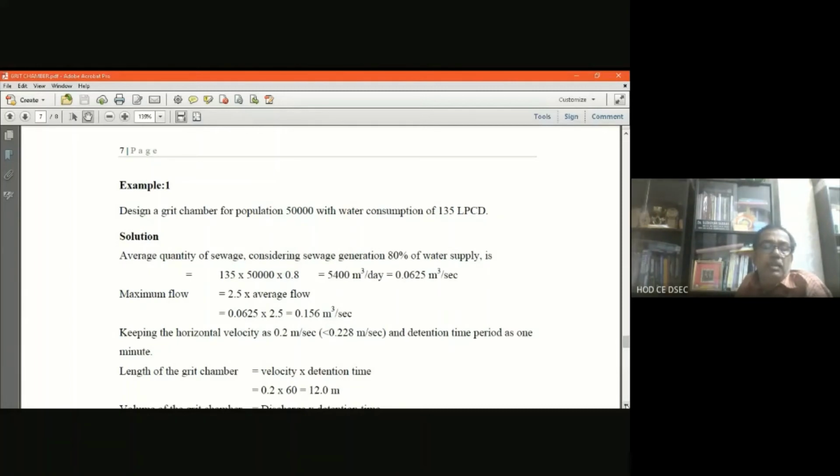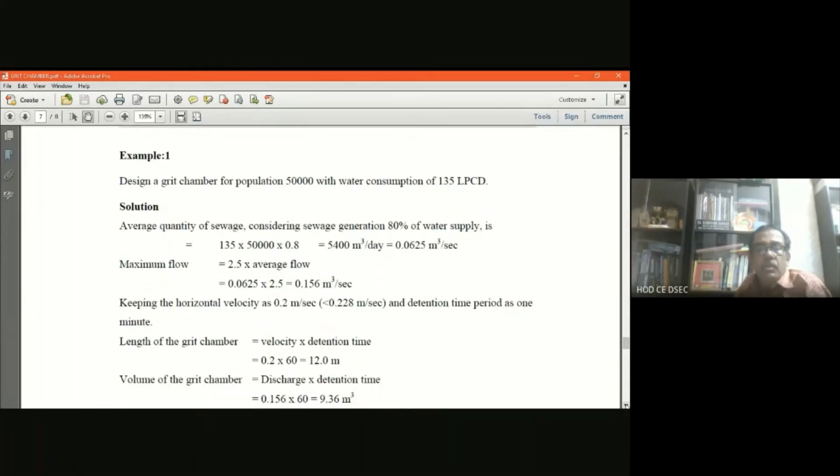Now, keeping the horizontal velocity 0.2 meter per second, because the critical velocity is 0.228, so it has to be less than the critical velocity that you have seen. So 0.2 meter per second is a logical value that we have assumed, less than the critical velocity, and the detention time is 1 minute. So the length of the grit chamber: distance is velocity into time. Horizontal velocity we are assuming 0.2 meter per second into detention time of 60 seconds. So we get the length of the grit chamber as 12 meter. Fine.